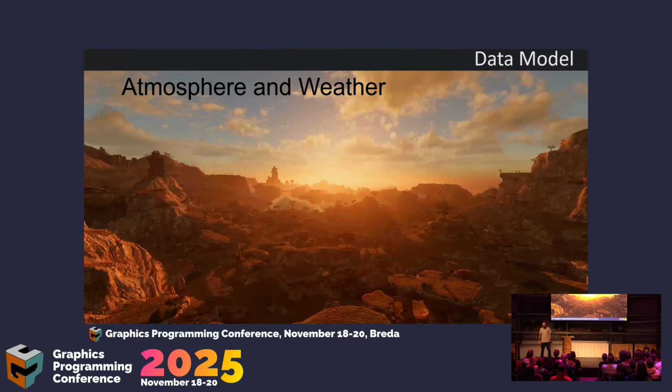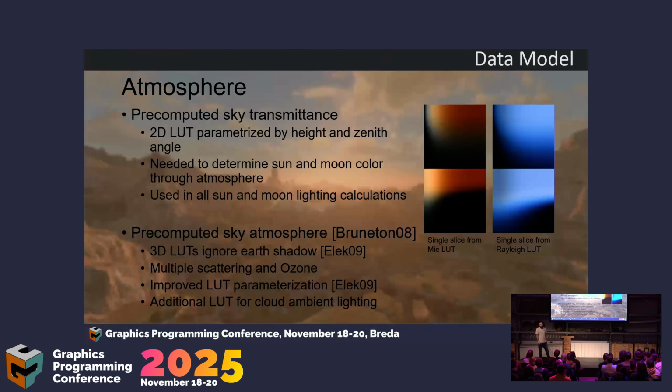Enshrouded has a full dynamic day and night cycle and a weather system with different weather phenomena. The weather phenomena, like rain and snow, can occur locally on the map. For the sky, we follow the classical pre-computed atmospheric scattering approach, where we generate several lookup textures at startup. To determine how much light reaches the observer through the atmosphere, we have a 2D transmittance lookup texture parameterized by height and zenith angle. We use it for all sun and moonlight intensity calculations.